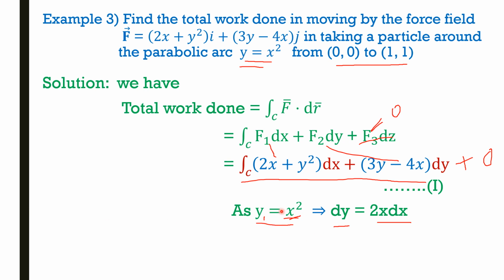Why? Because y is x squared. If we try to convert that integral in terms of y, then we would have to take the value of x as root y, so it may be difficult. So the better way is to just convert in terms of x. Therefore, in equation 1, we just replace y by x squared and dy by 2x dx, by taking the derivative: derivative of y is dy, derivative of x squared is 2x into dx. Okay, and also the limits of x we want.